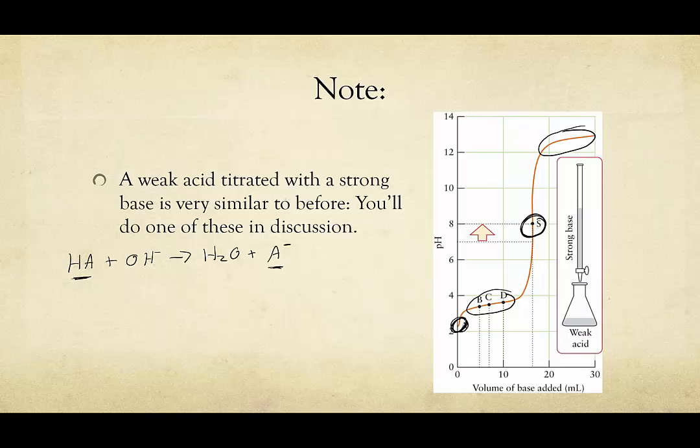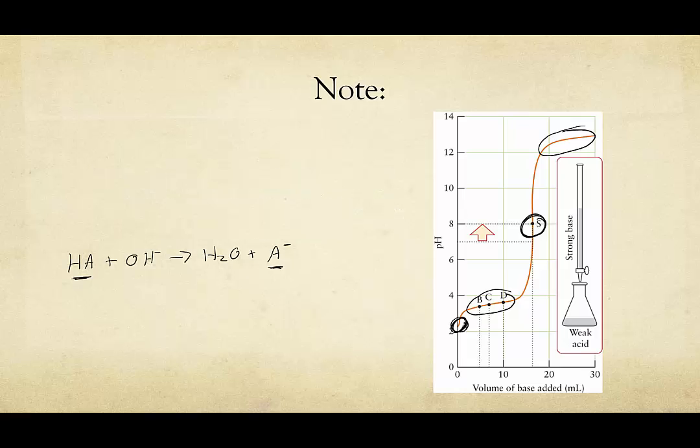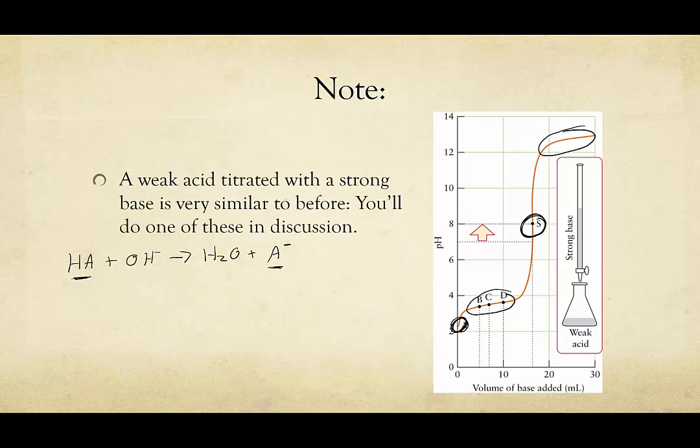Or you can go through and do it like we did in approach 2, each time calculating exactly how much of each species you have left over and deciding what type of problem you have. But we'll save that for discussion.